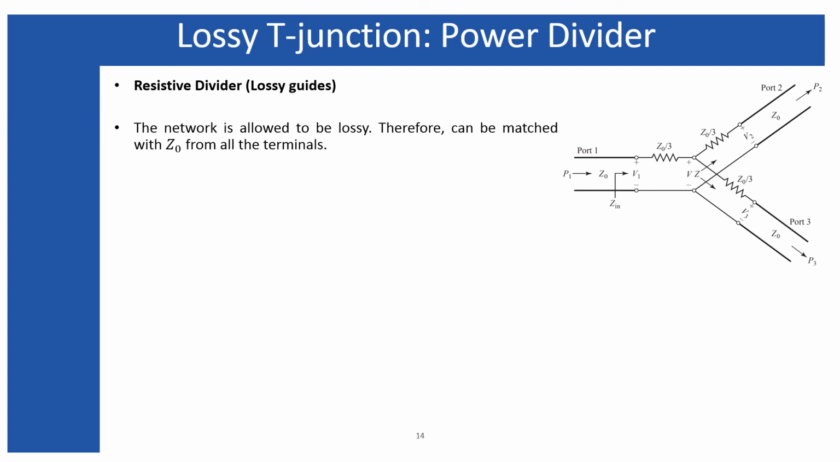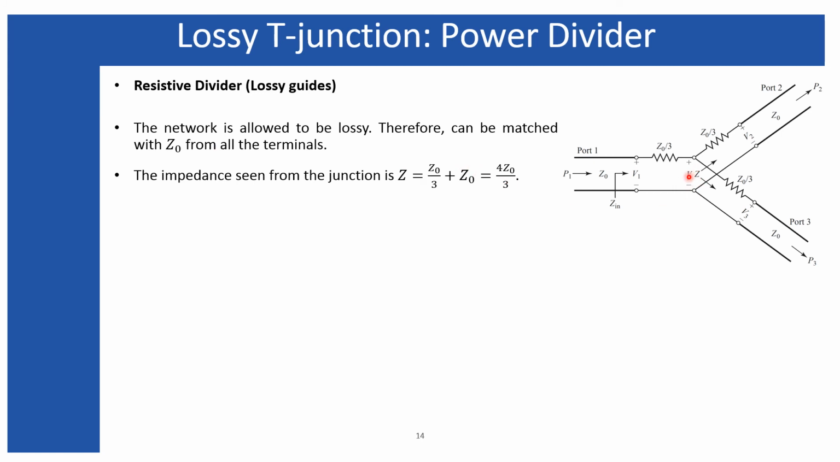The lossy T junctions are generally called the resistive divider. As I'm relaxing the condition of lossless and considering the lossy T junction, I can make these T junctions matched for all of their three ports. So this Z0 divided by 3 resistance is placed in order to represent that the network is itself lossy, because this resistance consumes some of the power. That is why it represents the lossy network.